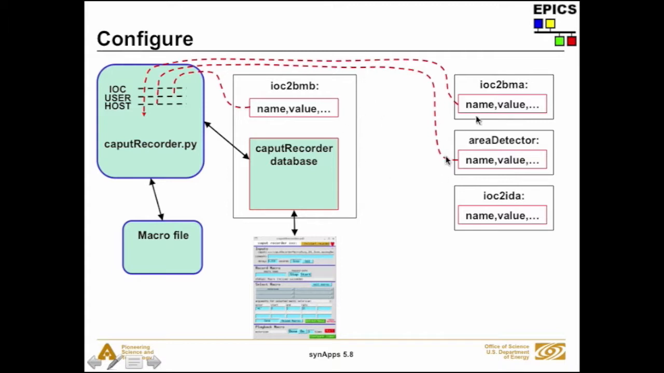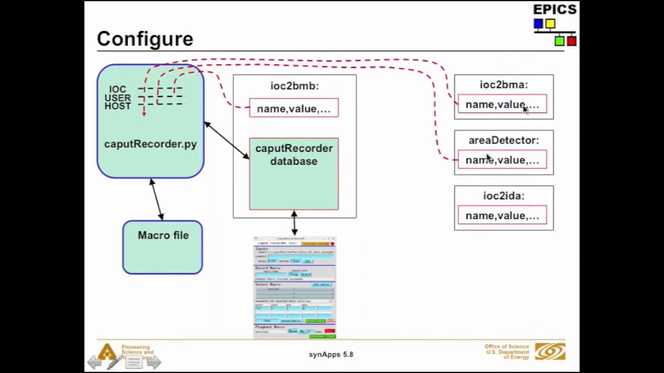So here's pictorially almost the same thing. We've got 3 IOCs in here: a bending magnet IOC, an area detector IOC, and an insertion device IOC, and you don't want to record from the other beam line, obviously. So you wouldn't specify this name in your list of IOCs. And inside caputRecorder, figuratively speaking, are filters for the user, the host, and the IOC. If you don't want an IOC, it'll simply not listen to it.